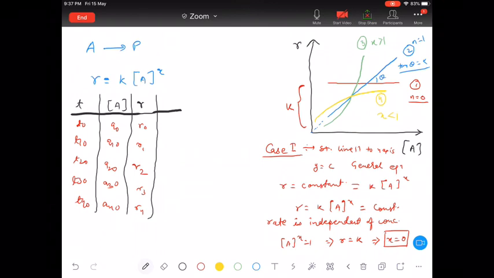So in case 4 we are saying the order is less than 1. So here now I'll extend this table. Here R versus A we have taken so far, correct? If the order is less than 1, I'll be assuming, let's say, 0.5. You can assume 0.8 also, it's completely your wish.